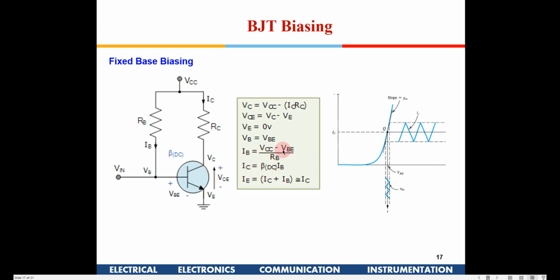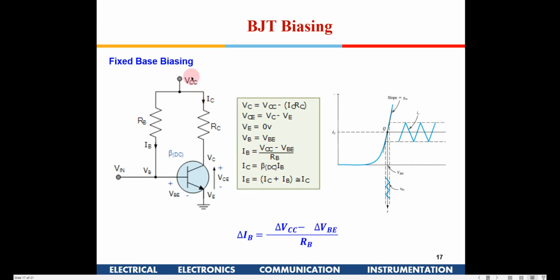Now these are the equations applicable to this biasing circuit. So IC is beta IB and IE is equal to IC plus IB. Now if you see the drawback of this circuit, this is IB, right? So if you write delta IB, that is the variation in IB, it is delta VCC minus delta VBE divided by RB.